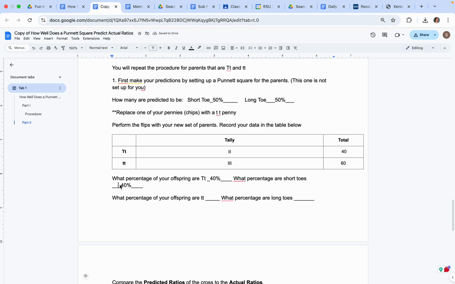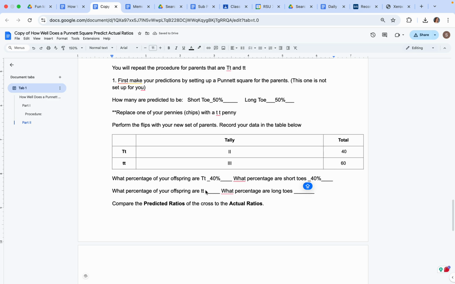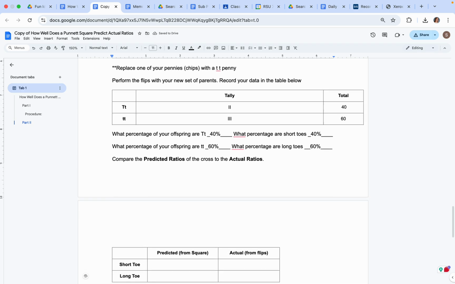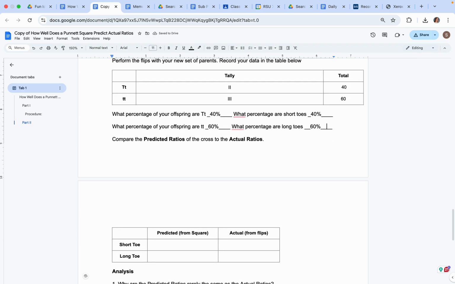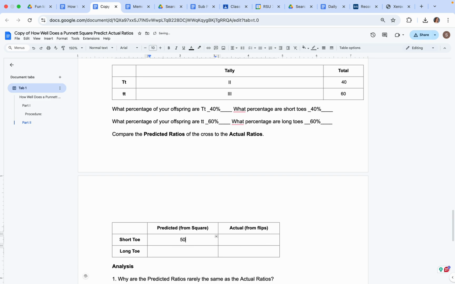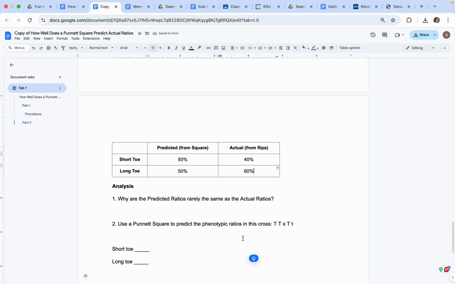I'm going to delete. There we go. What percentage are little t? 60 out of 100, so that's 60%. And what percentage are long toes? That's going to be 60% because it's the only genotype that makes long toes. Now compare the predicted ratios to the actual ratios. So we predicted a 50-50. So those should be 50% there. Actual from flips, I'm saying I got 40% for short toe and 60% for long toes. And that's it. That's part 2.